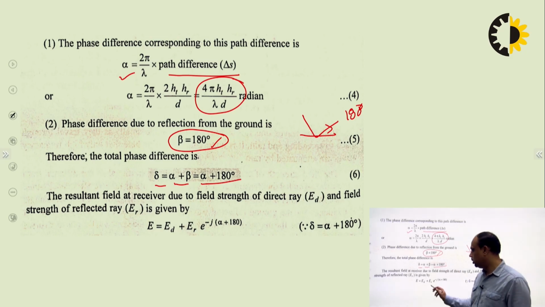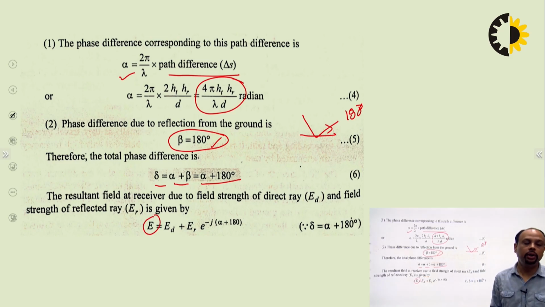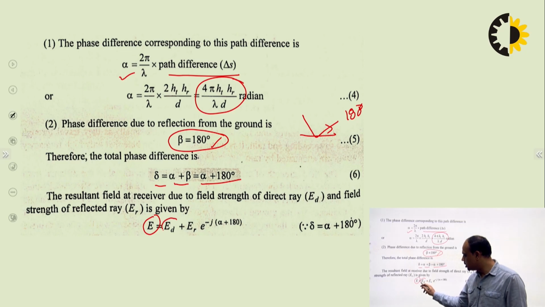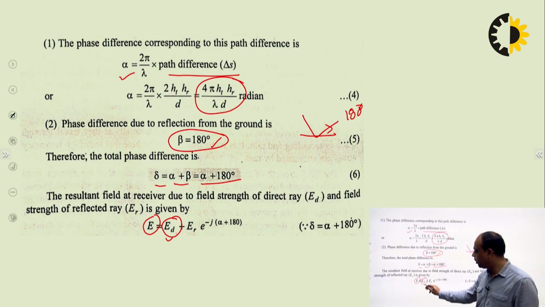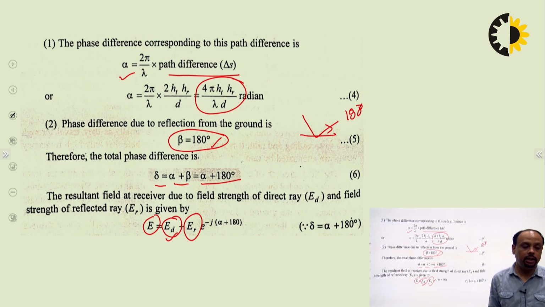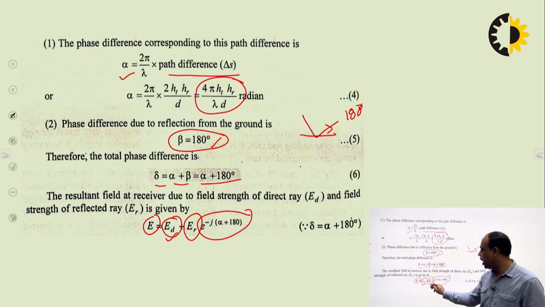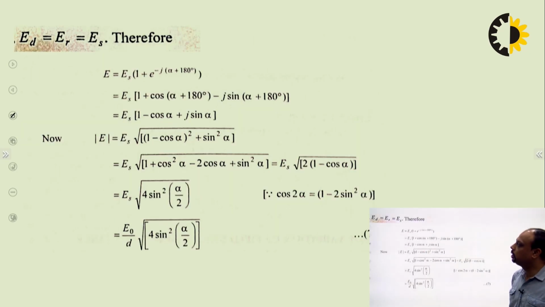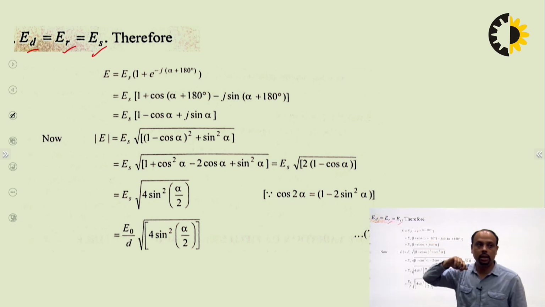So if we put the electric field equation in terms of the field radiated and received by the transmitting antenna, this is the field received by the receiving antenna by direct propagation, and this ER is the magnitude of the field received by the receiving antenna when the wave is reflected from the surface of the earth. Due to this delay, there is a change in the amplitude of ER.